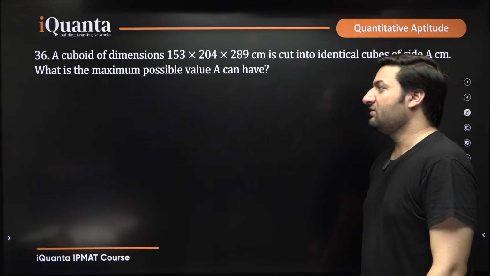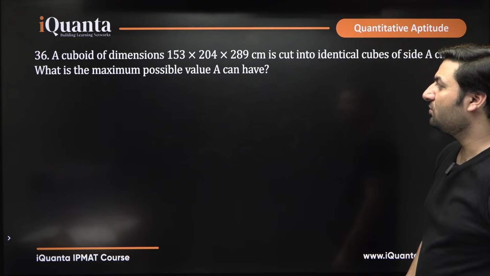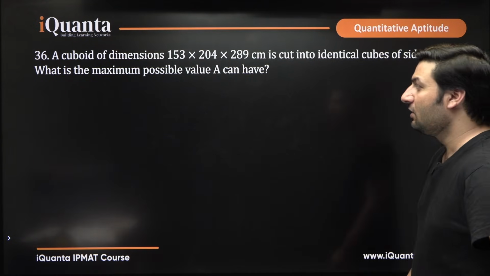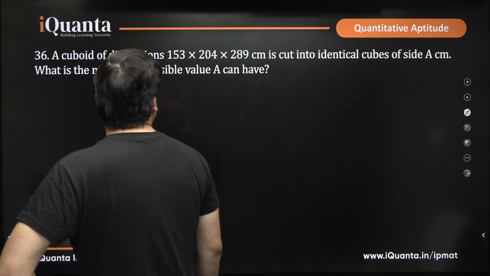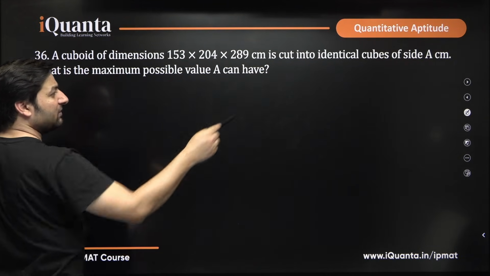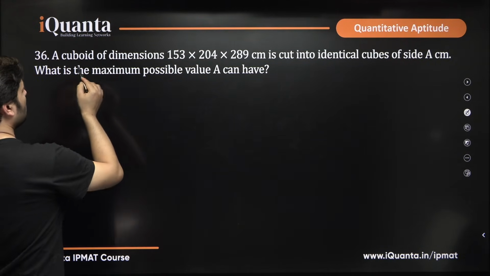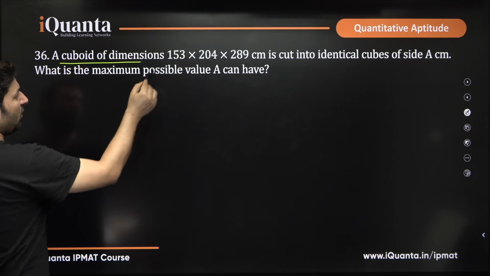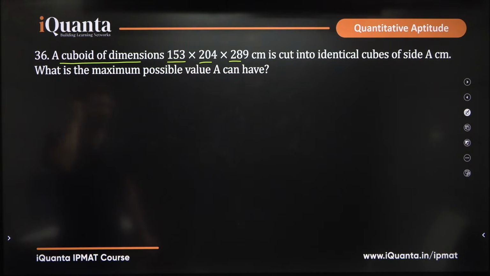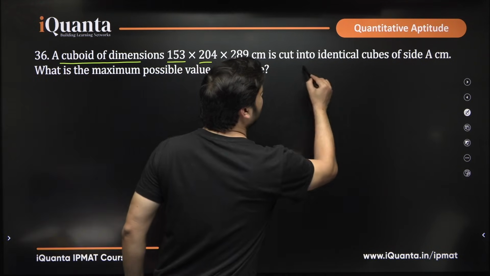Another question that we have is: a cuboid of dimensions 153 into 204 into 289 centimeter is cut into identical cubes of side A centimeter. What is the maximum possible value that A can have? What is A here? Side A is the side of the cube, that should be the largest. So, there is a cuboid, of obviously length, breadth, height, they are different. Out of this cuboid, we have to cut identical cubes.